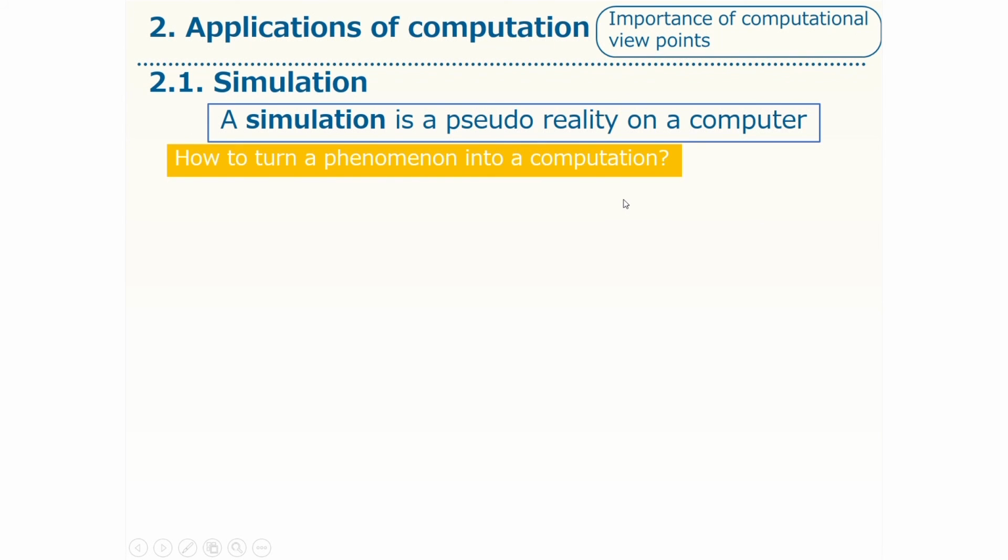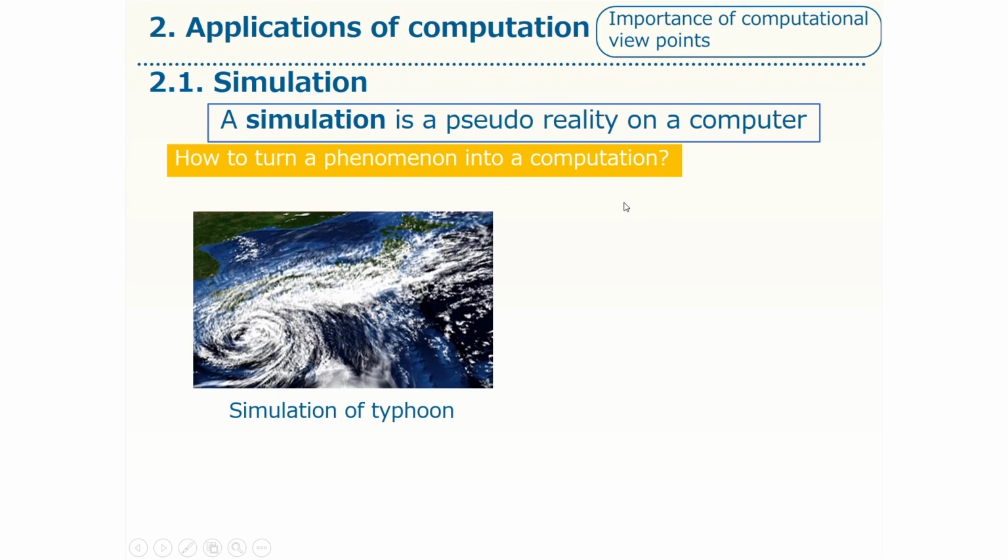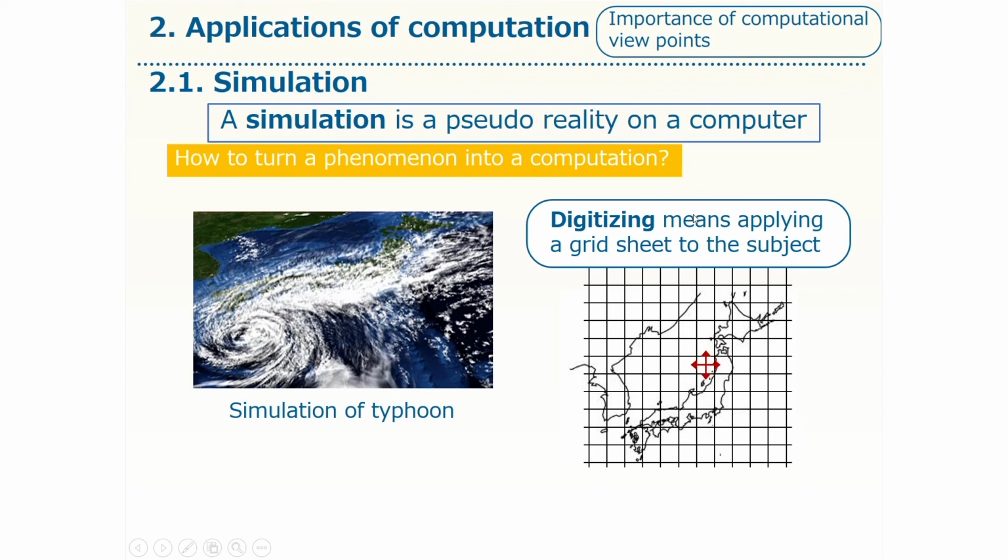Then, what are simulations exactly? The question is, how do you turn something into a computation and have it run on a computer? Let's consider simulations used for weather forecast. The first point is digitization. Remember, I explained before, digitization is like applying graph paper to your focus. When you apply this graph paper to, for example, the passing of clouds, we can use formulas from physics to in some way express how the clouds may move from one square to another.